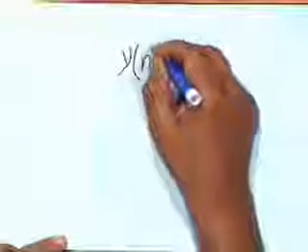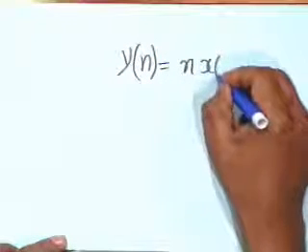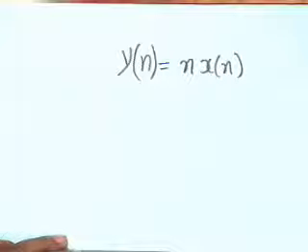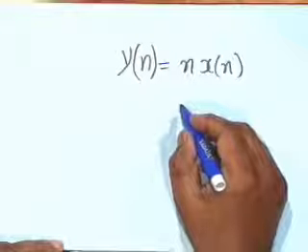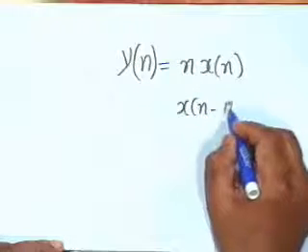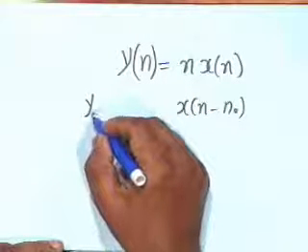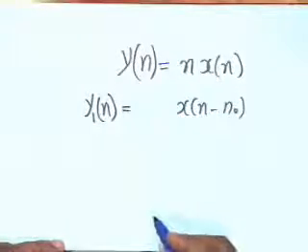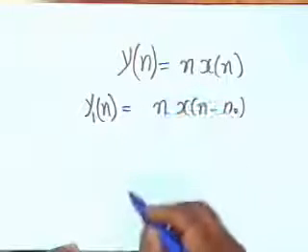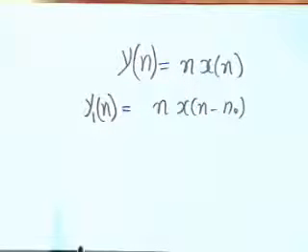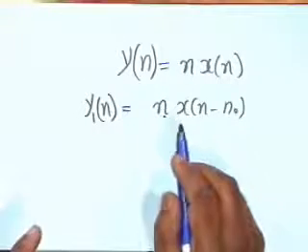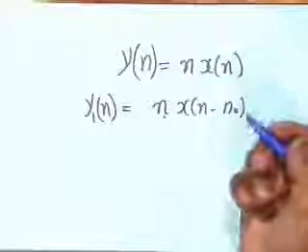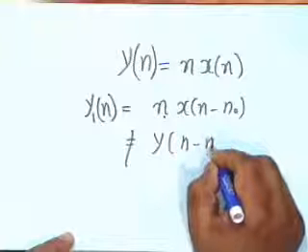On the other hand, if we take a system which is n times x of n, now if I delay the input, let's say x of n minus n0, what shall be the new output, y of n? It shall be equal to n times x of n minus n0. This n is not changed because it's a property of the system. The system multiplies by n, and therefore this is not equal to y of n minus n0, and therefore the system is time varying.